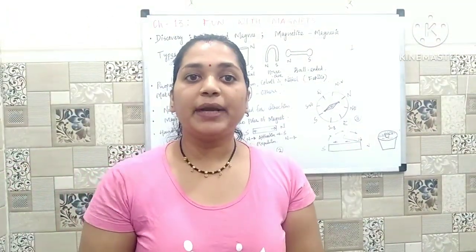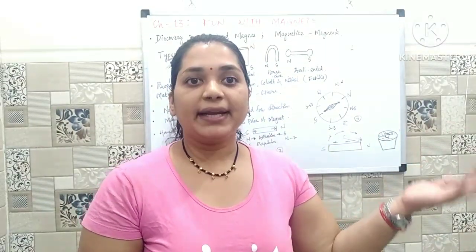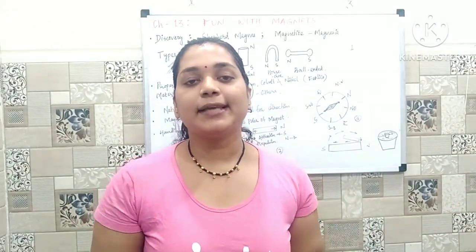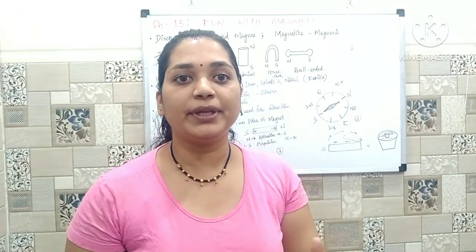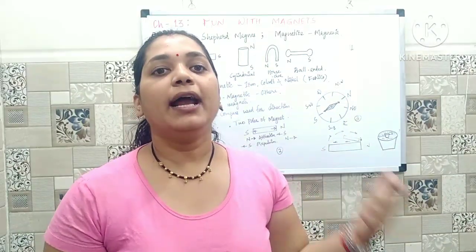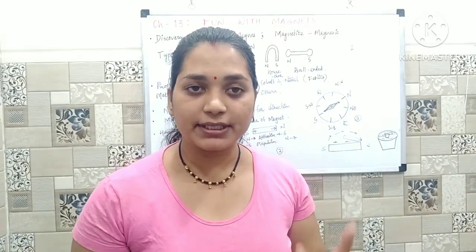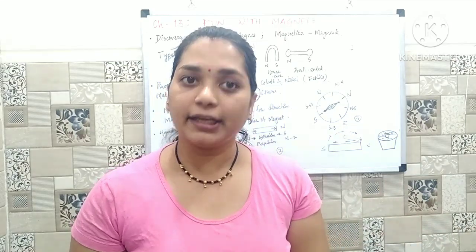The materials are generally divided into two types according to the characteristic of the magnet. The materials which are attracted towards the magnet are said to have magnetic property, and the materials which are not attracted towards the magnet are said to be non-magnetic materials or to have non-magnetic property.